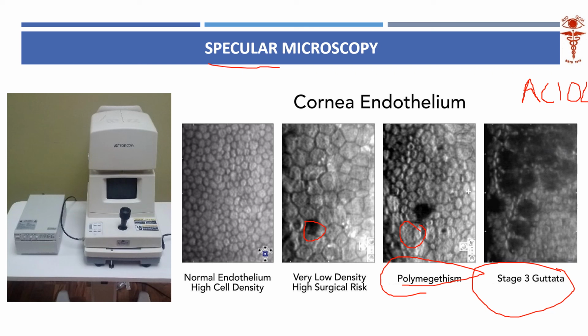Another is the count. The normal count is somewhere around 2500 to 3000. 2500 to 3000 is the normal count of the endothelium. This at least is the minimum. If it is below that, you will have corneal endothelial decompensation, which will lead to a corneal disease called bullous keratopathy. We'll discuss that when we discuss complicated cataract surgery.